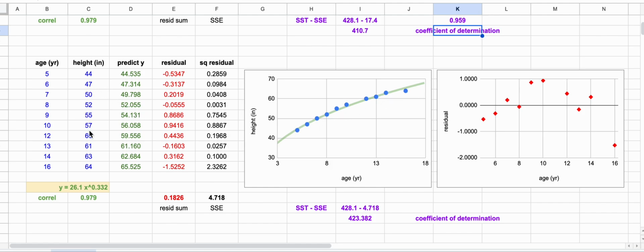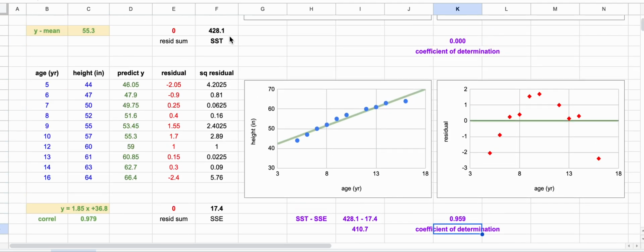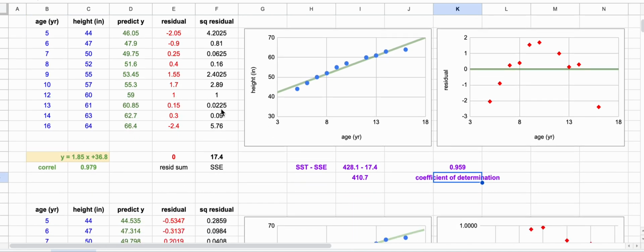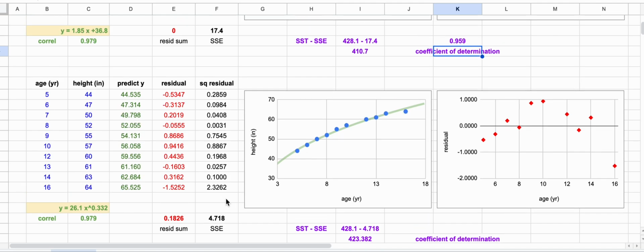And I went through and did the analysis, and look at that. We're down to an SSE of 4.718. We've been able to reduce the amount of total error. Remember, at the beginning of all this, the total error was 428.1. And we've been able to get that down to 4.718. Even better than the 17.4, which we had with the linear model.